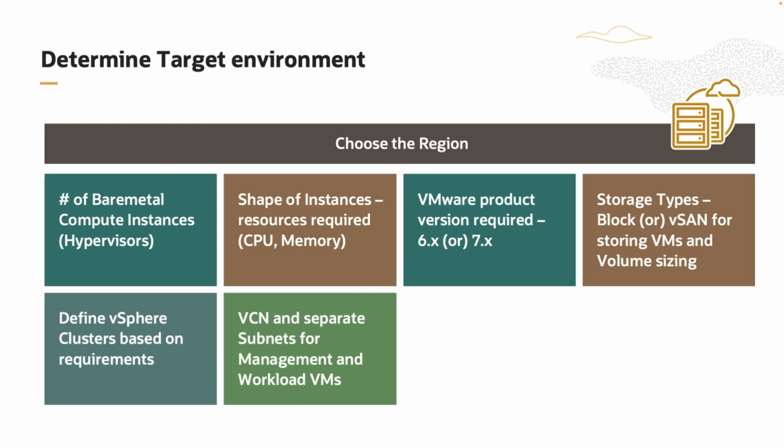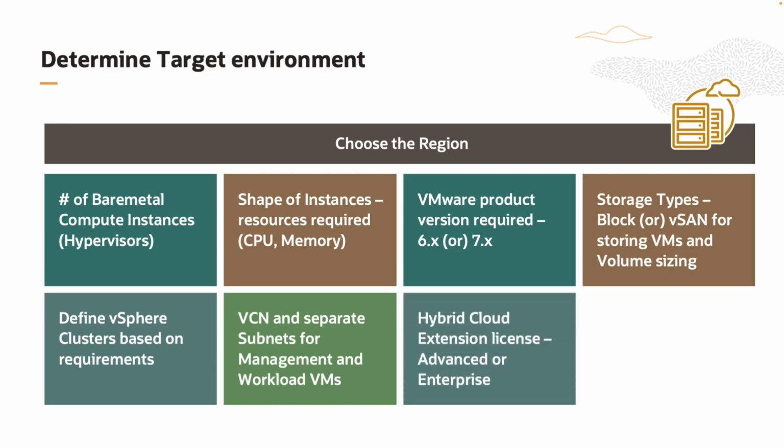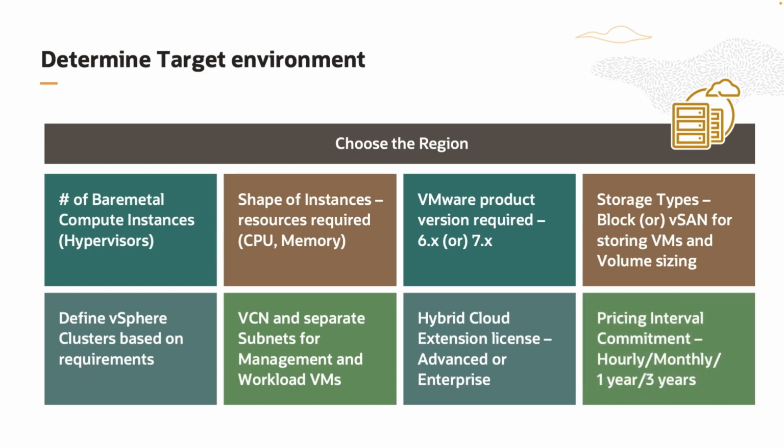The underlying VCN, the virtual cloud network, and subnets should be selected. This would be used for both management VMs and workload VMs. The license edition for Hybrid Cloud Extension is chosen, whether you want to use the Advanced edition or the Enterprise. It again depends on specific features, like for HCX migrations. And then the pricing interval commitment is selected: either hourly, monthly, 1 year, or 3 years.